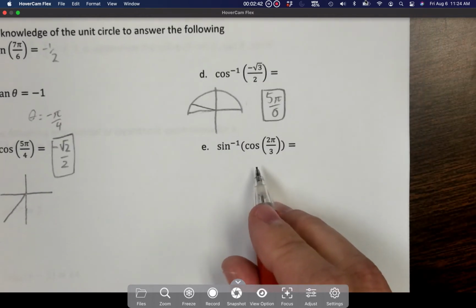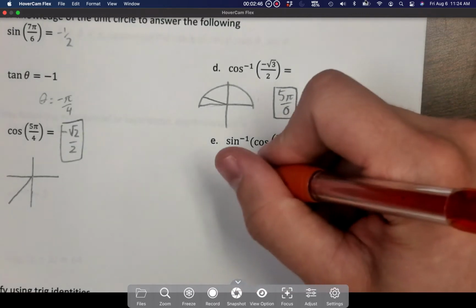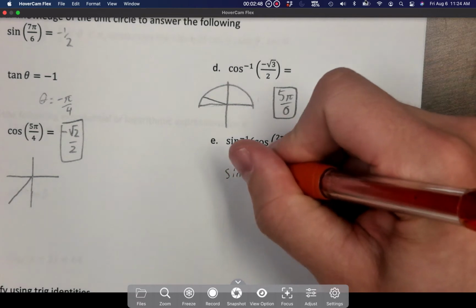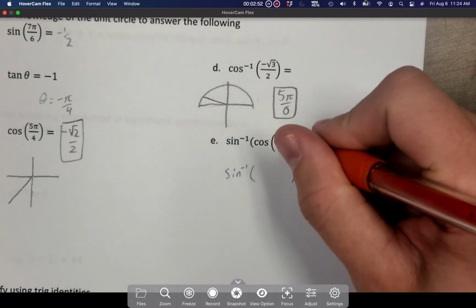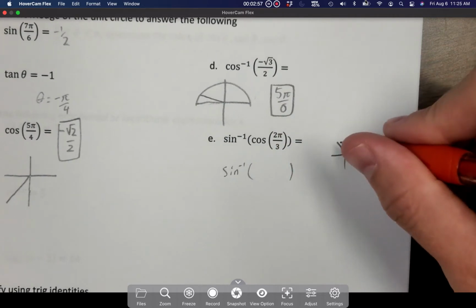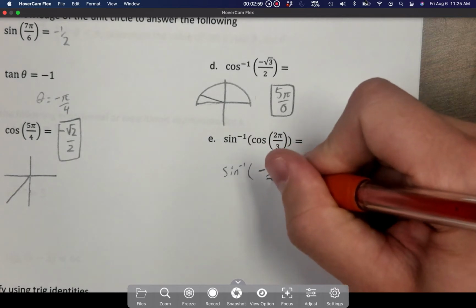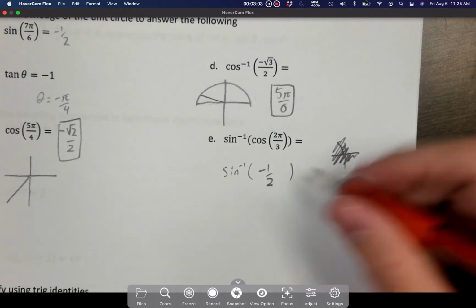Last but not least, we have a composition of trig in a way. So we evaluate these from the inside out. So first the question is, what is cosine at 2 pi over 3? Let's see here, 2 pi over 3 is right there. Cosine is negative 1/2. Now this question is saying, okay, where is sine negative 1/2?